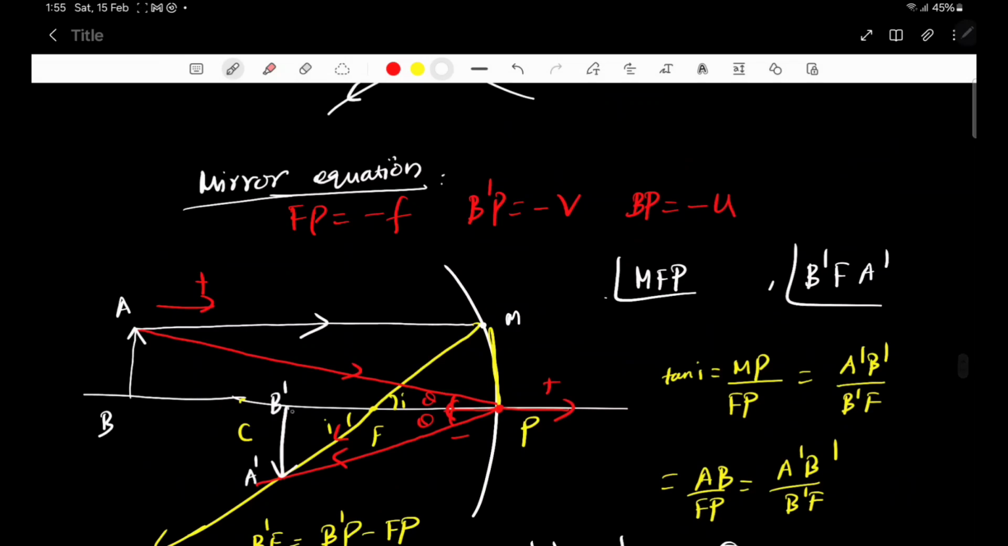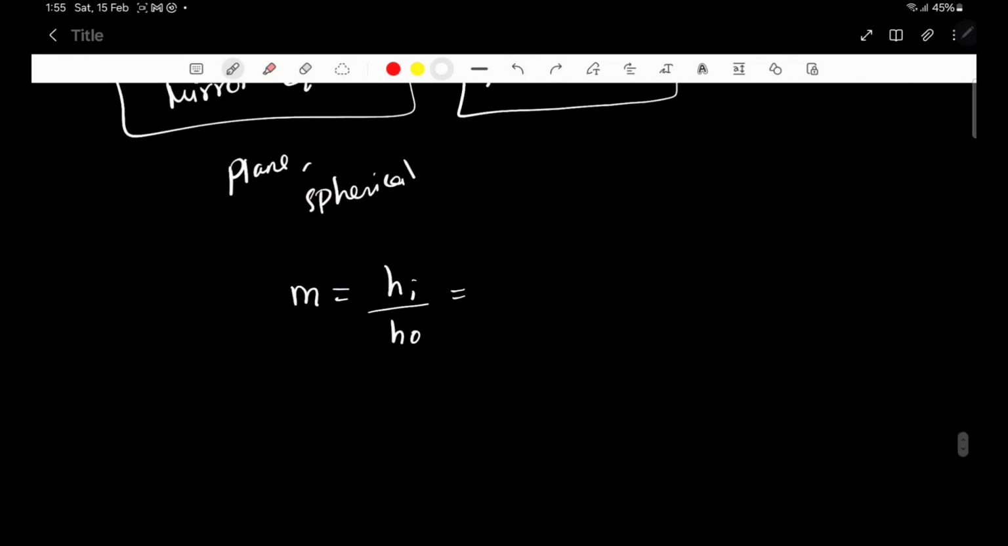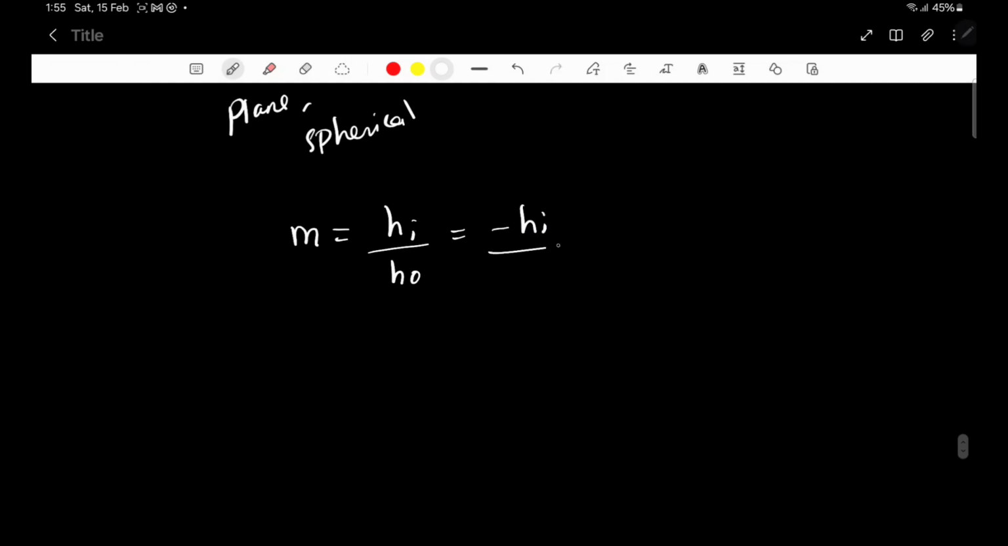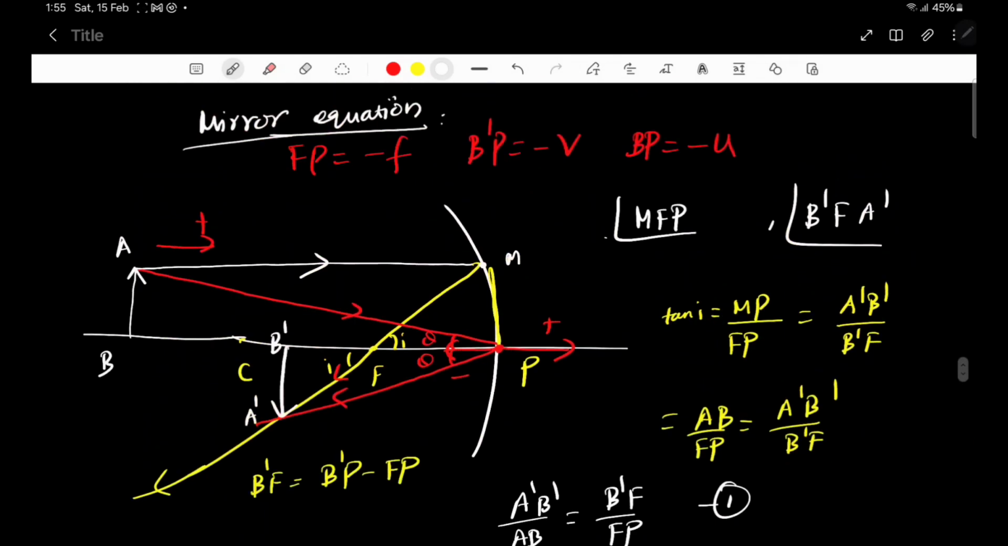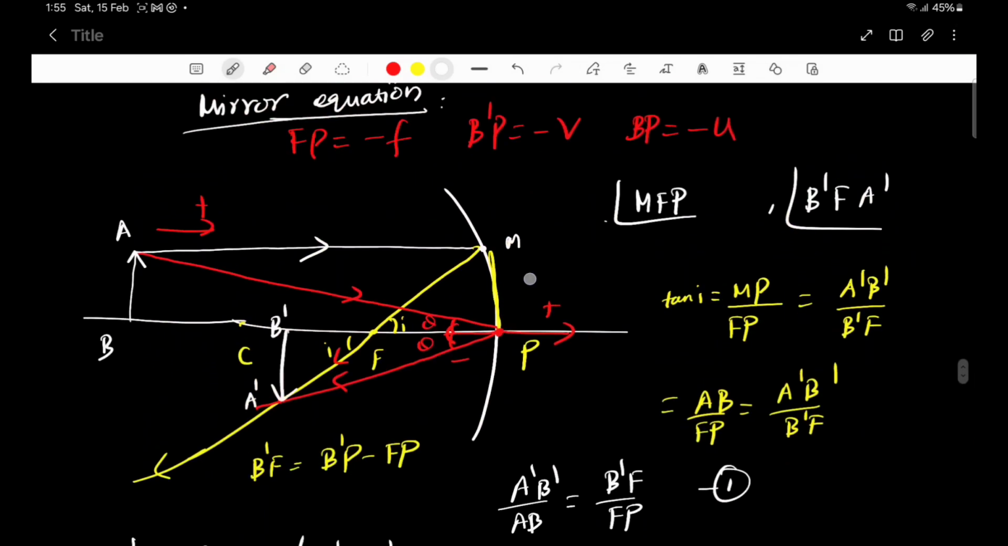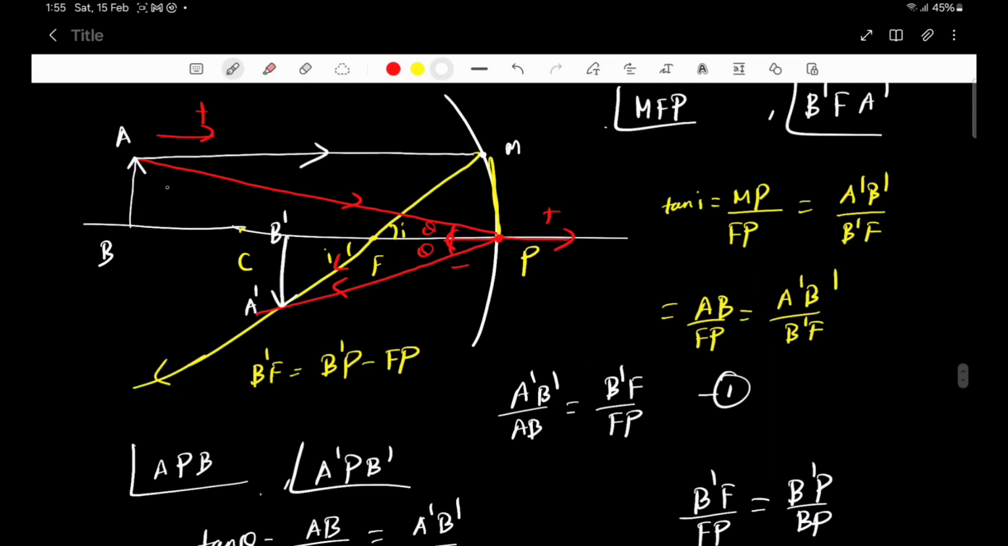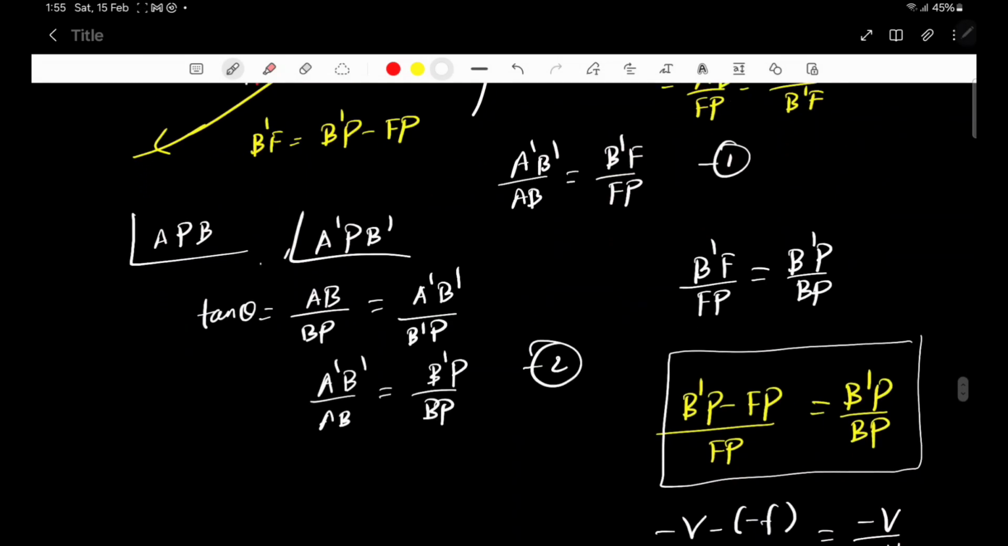In that case, the height of the image is negative because it is measured downwards. So I can say that the height of the image is minus HI as per our sign convention, and the height of the object is positive, so it is HO. So magnification is equal to this, and I can very clearly write, consider this triangle, you can see very clearly here.